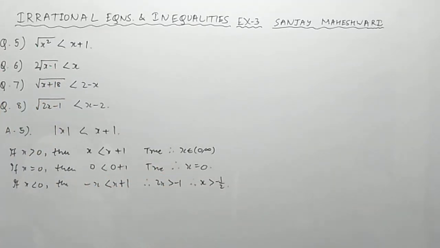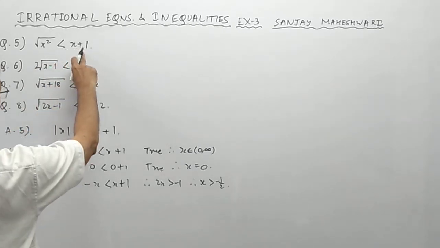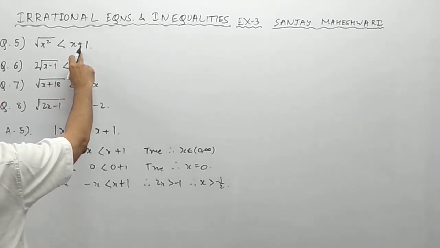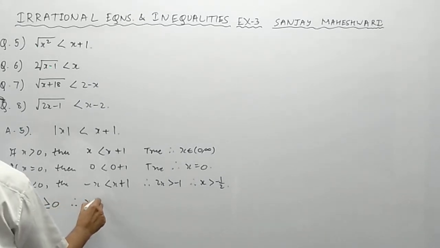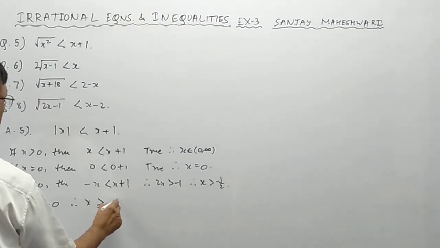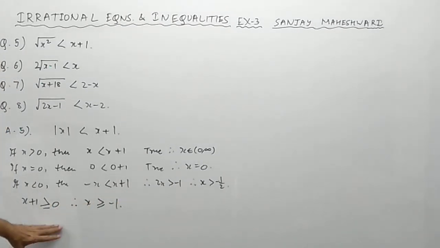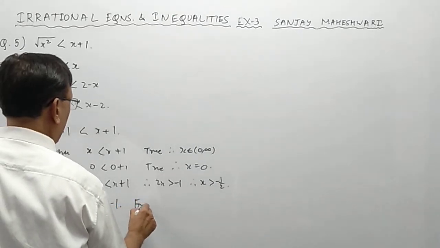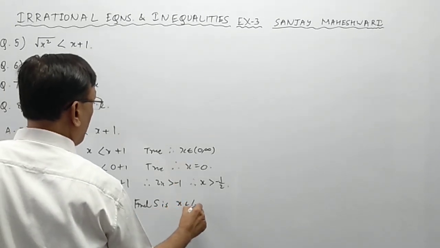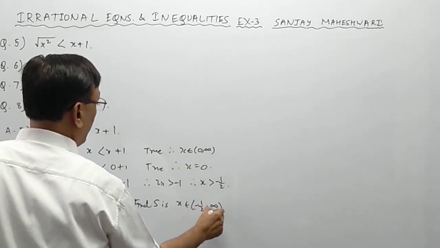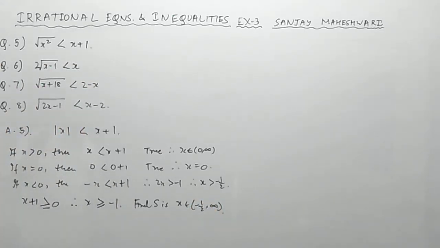Okay. Now, as regarding the domain part, x plus 1 should be greater than equal to 0. Therefore, x should be greater than minus 1. This is a universal condition for this to exist. So, final solution we are getting is x belongs to minus 1 by 2 open to infinity. So it was a very easy sum. We'll move on to question number 6.